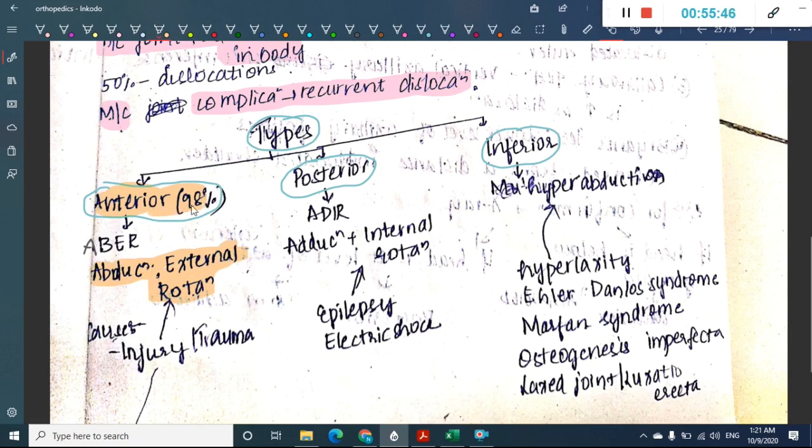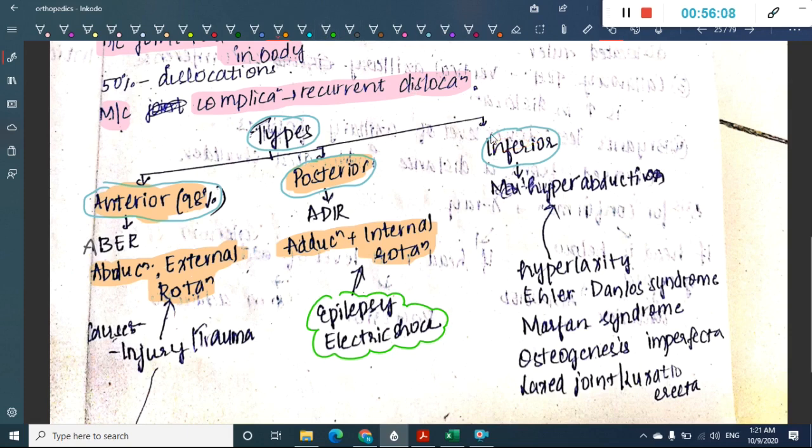Then we have posterior dislocation. Now in this posterior dislocation we have something called ADIR. What is this? That is adduction and internal rotation, seen in posterior dislocation. This posterior dislocation most commonly occurs in epilepsy or electrical shock. Okay, then we have inferior dislocation.